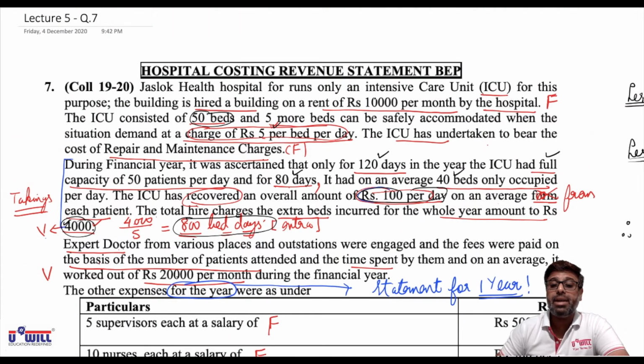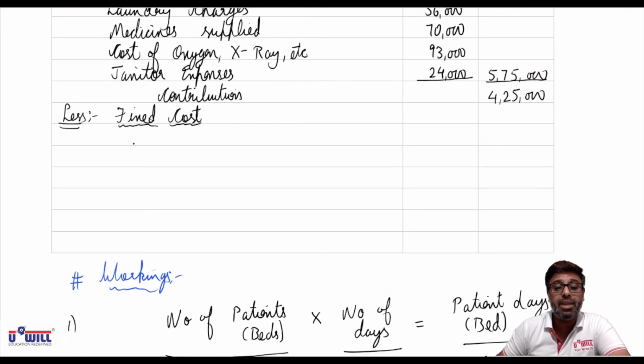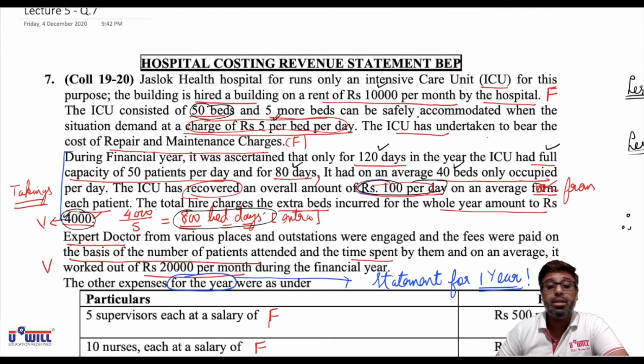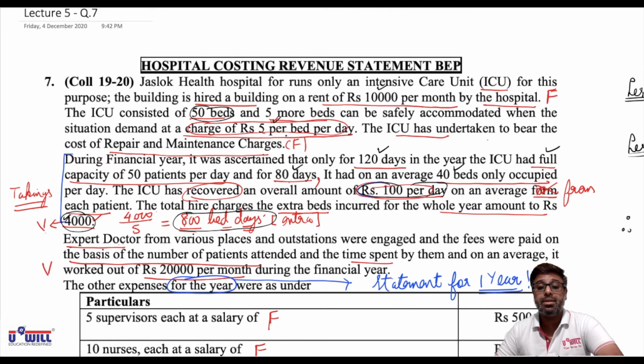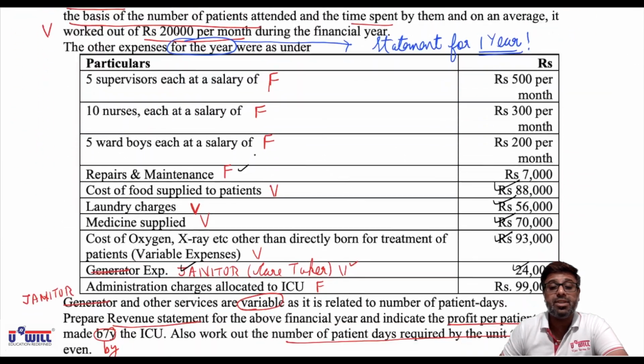This rent of building 10,000 is a fixed cost in the first paragraph. So write down all of you, rent of building, 10,000 per month. So 10,000 into 12 months. The total rent would be 1,20,000. Then after rent, in the first 2-3 paragraphs, repairs and maintenance charges is given, but it comes in the next table only. So no other fixed cost is given in the first 2-3 paragraphs.